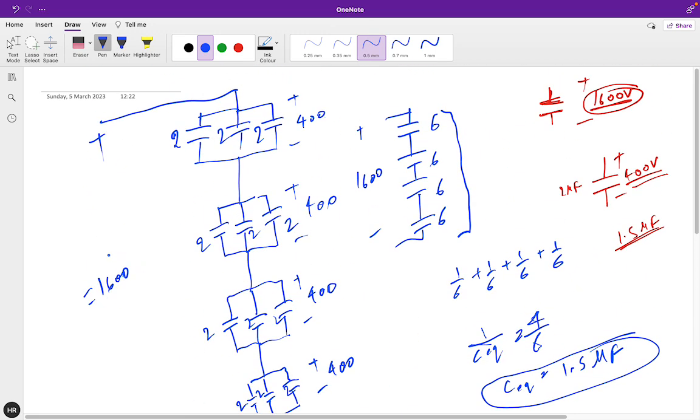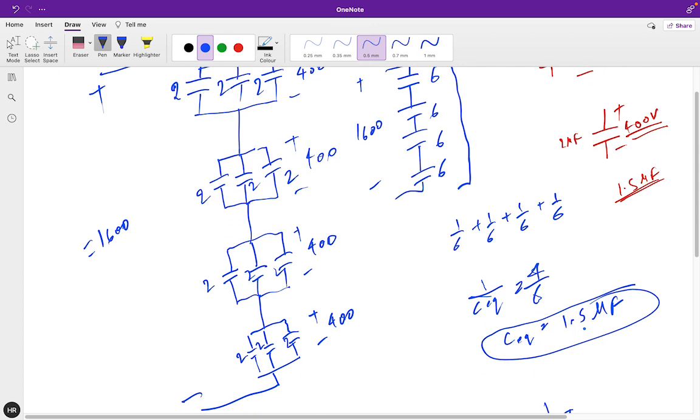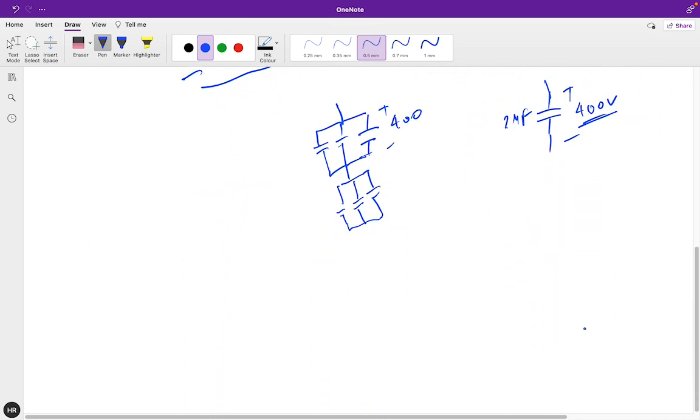So we are getting the 1600 volt rating, and while solving for C equivalent, these threes are connected, so 2 plus 2 plus 2 gives 6, 6, 6, 6, and these are connected in series, so 1 by 6, 1 by 6, 1 by 6, and you will get C equivalent as 1.5 microfarad. So the total number of capacitors required to make 1.5 microfarad rated at 1600 volts is 12, with the help of 2 microfarad, 400 volt capacitors. Got it? Prasanna, got it?